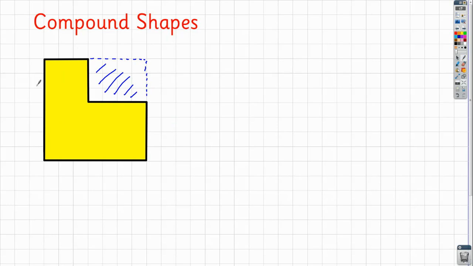What we mustn't do is take all the measurements we're given and multiply them together. We must use the fact that we know how to find the area of a rectangle as its length multiplied by its width. So let's have a look at an example.